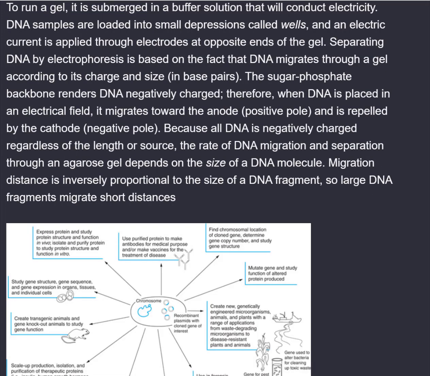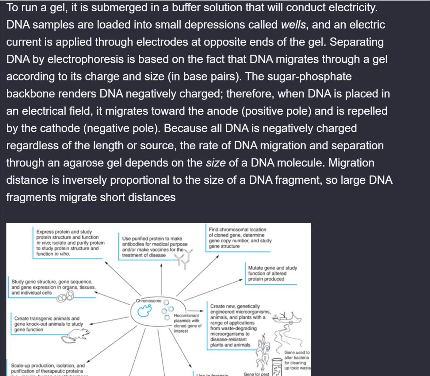To run a gel, it is submerged in a buffer solution that will conduct electricity. DNA samples are loaded into small depressions called wells, and an electric current is applied through electrodes at opposite ends of the gel. Separating DNA by electrophoresis is based on the fact that DNA migrates through a gel according to its charge and size, in base pairs.